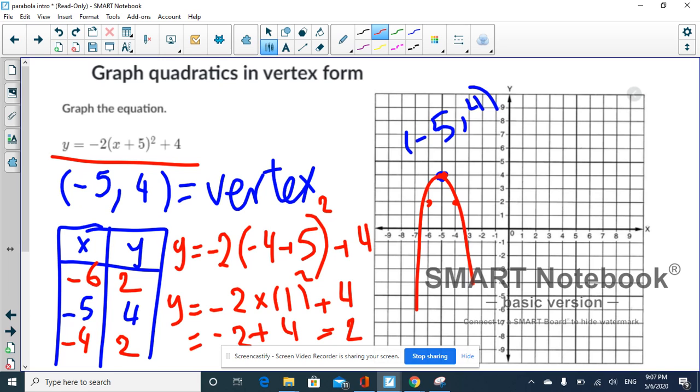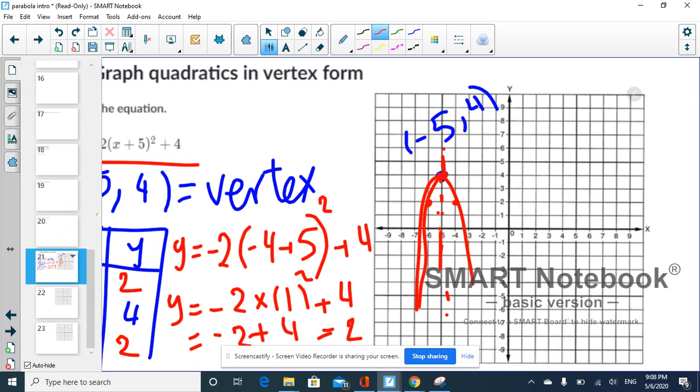Okay, something like this should pass through this point. So it's a parabola open down. (-5, 4) is the vertex. We make a table, choose a point to the left of -5 because the axis of symmetry should pass through this one. We talked about the axis of symmetry before. It passes through the vertex and divides the graph into two congruent shapes.